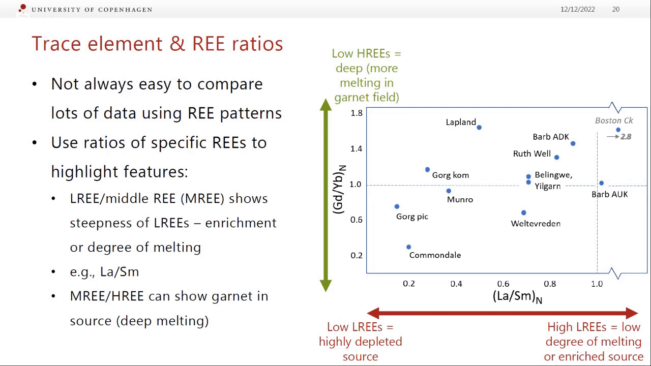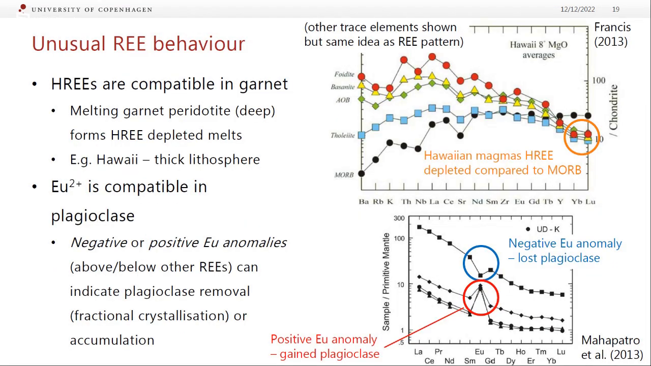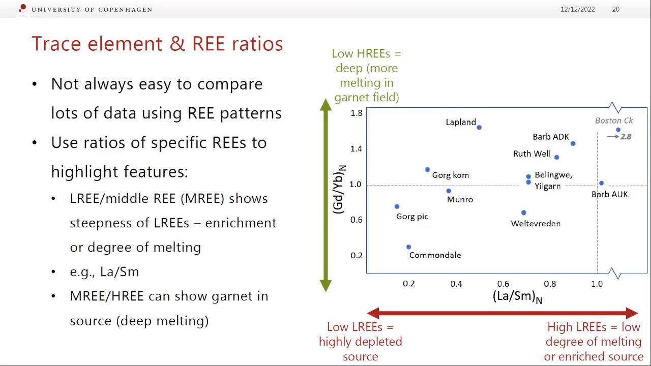We can also use something like gadolinium over ytterbium, so this is a middle rare earth element divided by a heavy rare earth element, and we can use that to identify garnet in the source. So that's basically doing the same thing here of showing that the heavy rare earths are low. So when the heavy rare earths are low, this number is high, so everything in this corner had deep melting in the garnet field.